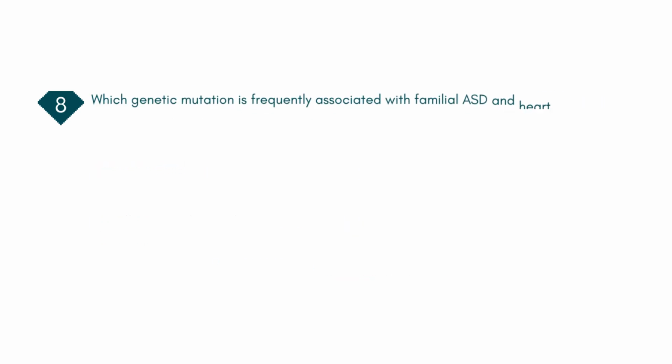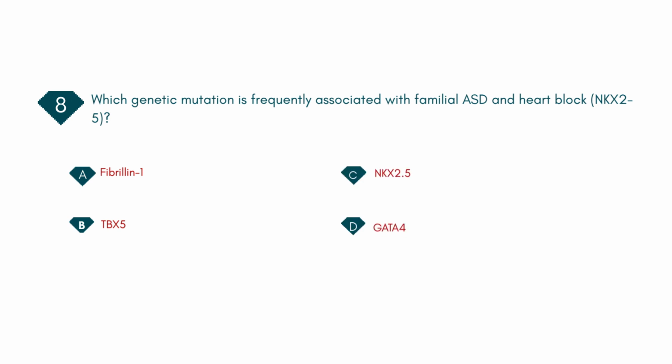Which genetic mutation is frequently associated with familial ASD and heart block, NKX2-5? A. Fibrillin 1. B. TBX5. C. NKX2-5. D. GATA4. Answer: C.